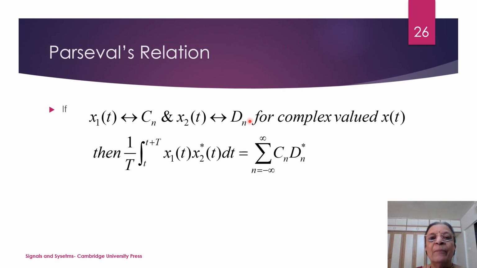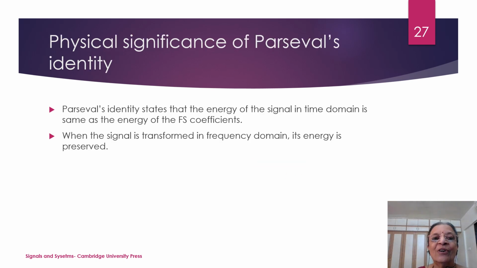There is something called Parseval's relation. If x1(t) transforms to Cn and x2(t) transforms to Dn for the complex valued x(t), then 1 upon T integration from t to t plus T, where capital T is the period, of x1(t) into x2 star(t), the complex conjugate of x2, dt, is equal to the summation n varying from minus infinity to infinity of Cn into Dn star. So what this basically indicates is that the energy in the time domain will be the same as the energy in the transform domain. There is no energy loss at all.